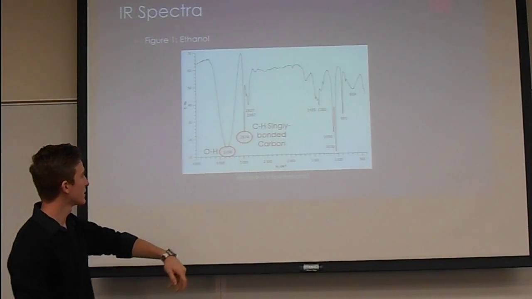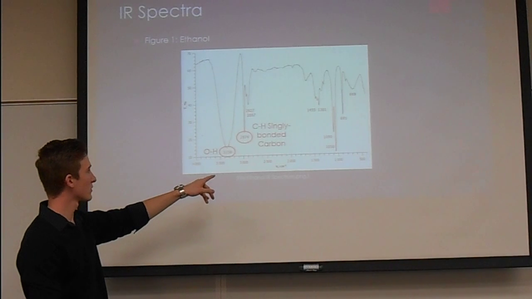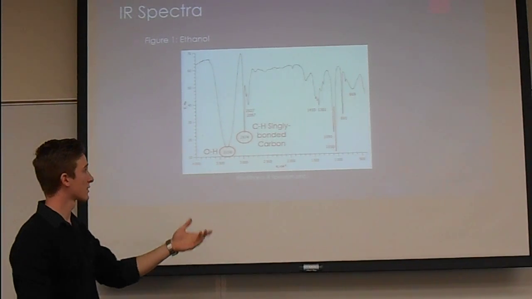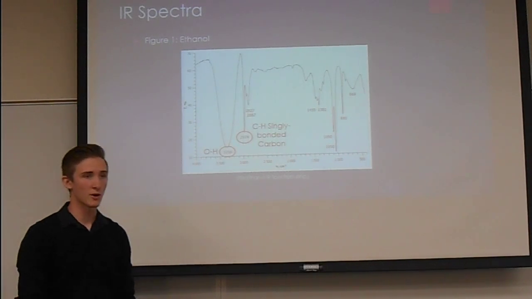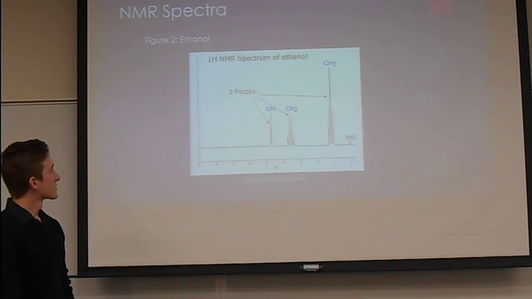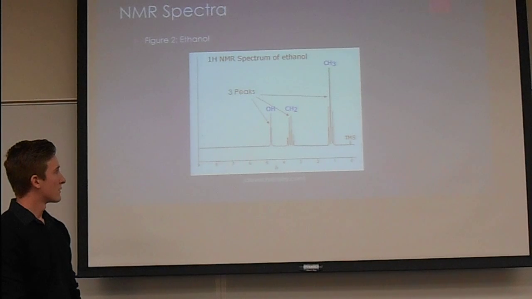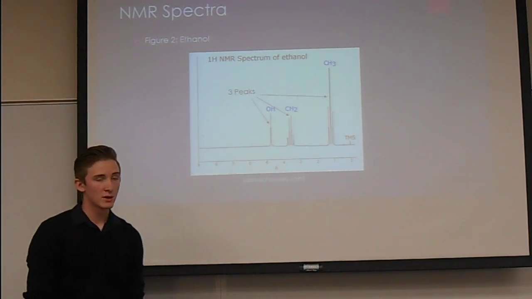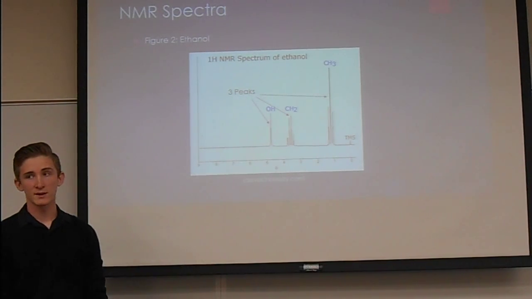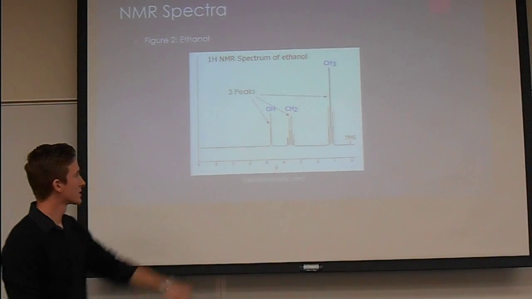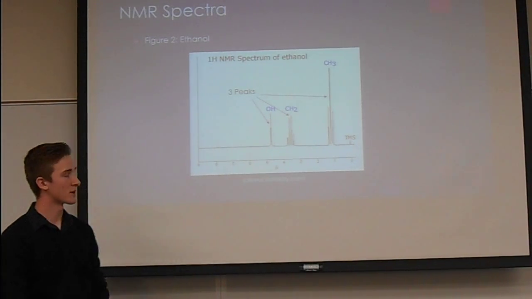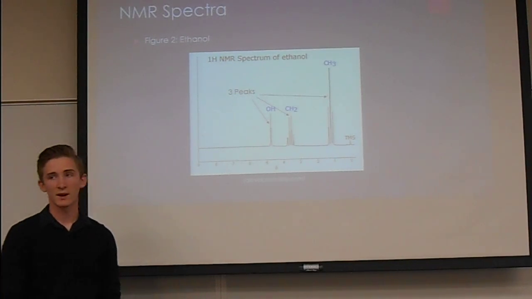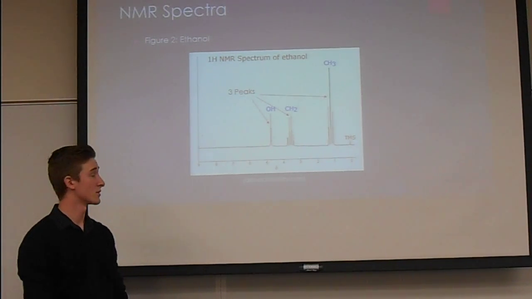And then it also has a peak value of 2,974, which indicates a carbon singly bonded to a hydrogen. This is also the NMR spectrum of ethanol, and it has 3 peaks, which indicates 3 different kinds of hydrogen. It has the OH here, the CH2, and the CH3. So the NMR spectrum will give us the different kinds of hydrogens and therefore the ratio of the areas.